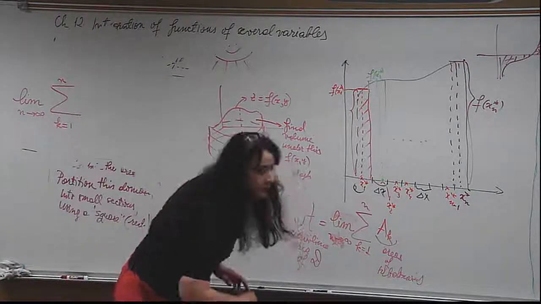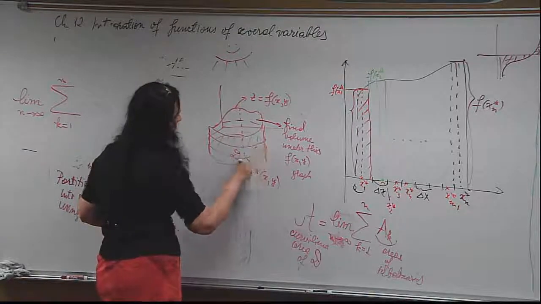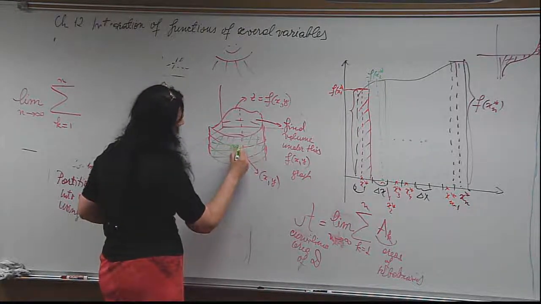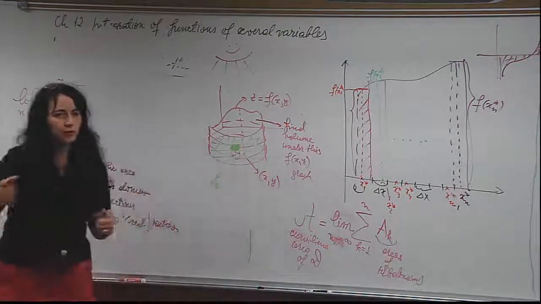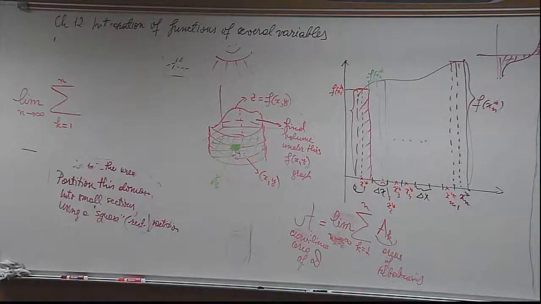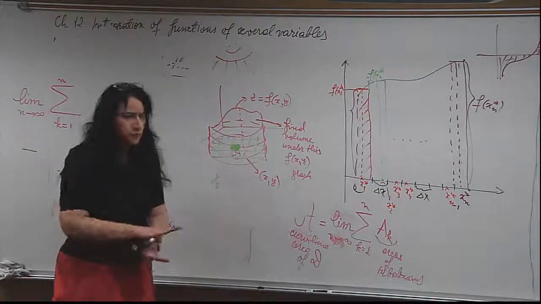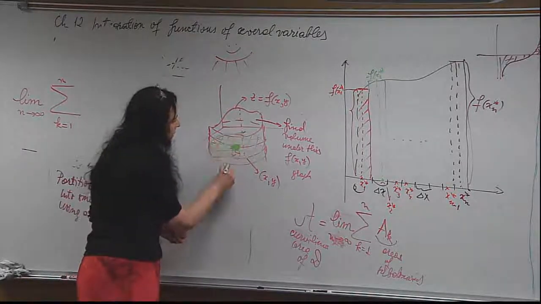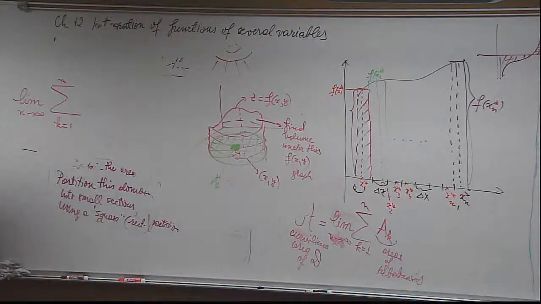I'll take the line, and I'll build myself a partition with, let's say, the typical domain A_k. I have A1, A2, A3, A4, A_k, A_n. How many of those little domains? A_n. That will be all the little subdomains inside the green curve, the green loop.